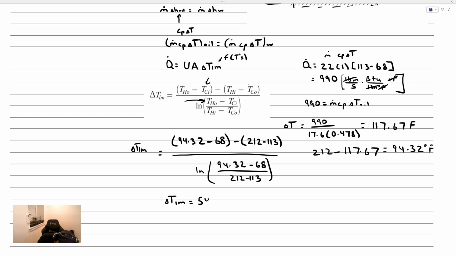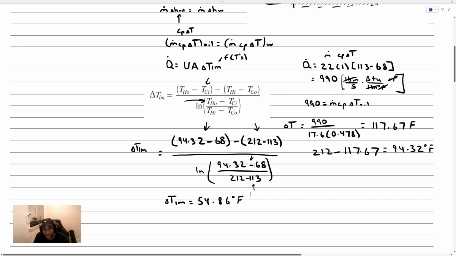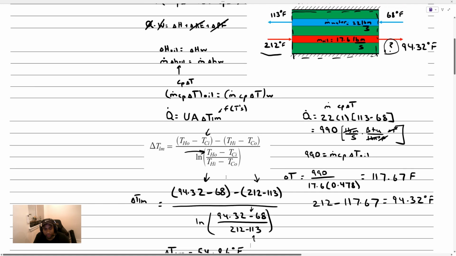equal to 54.86 degrees Fahrenheit. Actually, yes, this is correct. What you could see here as well is that since these are delta T's, we don't have to convert it to Rankine here because that delta would just cancel out for both of those conversions, that factor of 459 that we add onto the degree Fahrenheit.